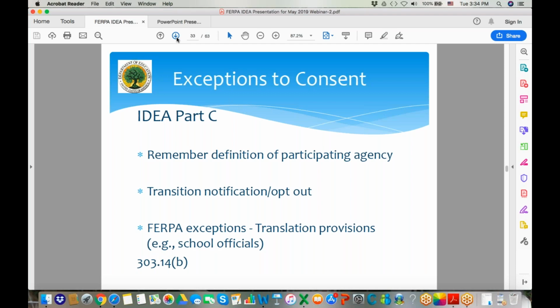So you'll have to know whether your state has an opt-out policy, but if it doesn't, then that notification can occur, and that's an exception to the general rule that disclosure occur only after prior written parental consent.